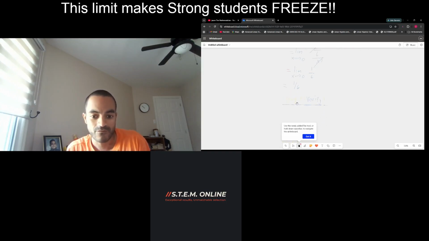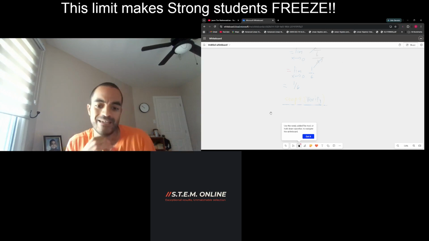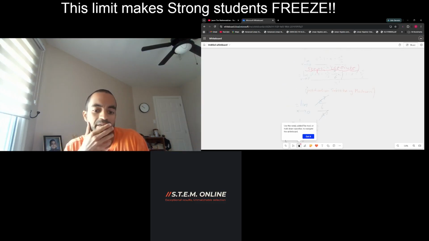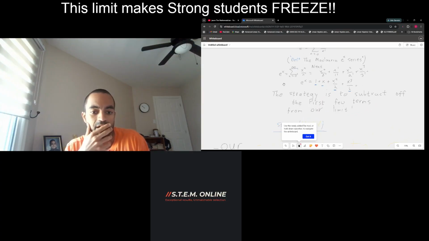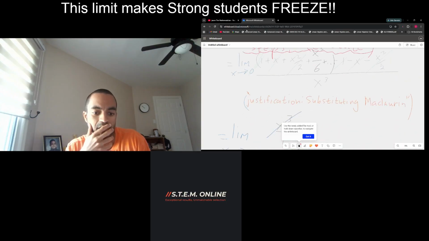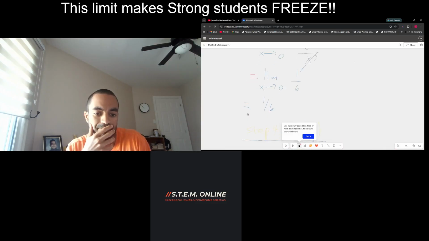So let's move to the verification phase. The verification phase is here. I'm not going to necessarily write anything. I'm just pointing out step four. But verify means, in this case, we want to verify that our answer makes sense. Notice how we got the answer to be a positive value, 1 over 6.